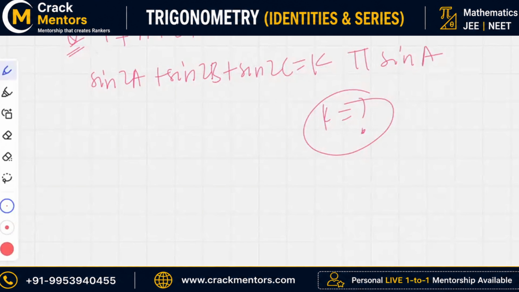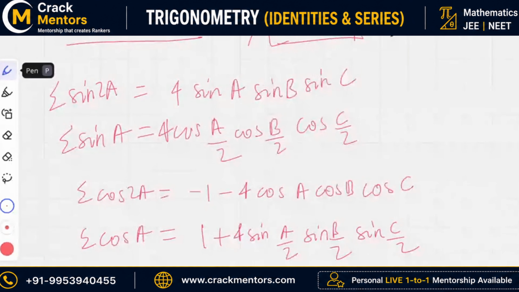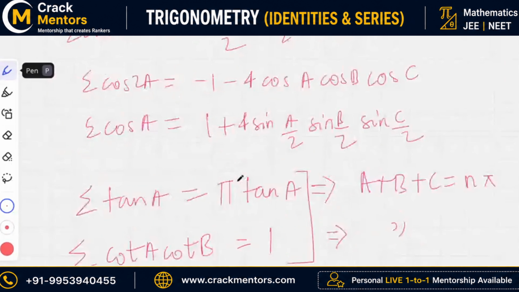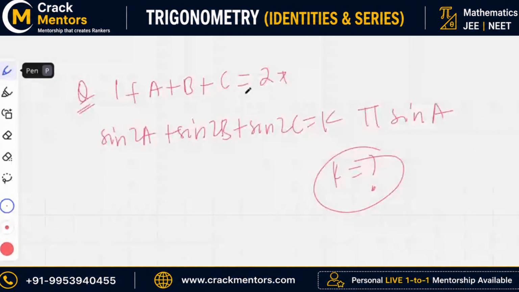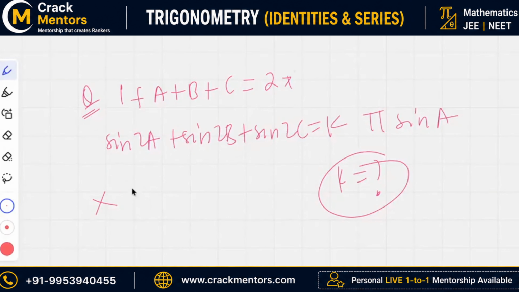What can we do? We can write a plus b as 2 pi minus c, that we generally do here. Or we can do one thing. Remember we studied this for a plus b plus c is pi? But here we have a plus b plus c as 2 pi, so we can't just use this directly. But maybe we can use it after some manipulation, which is that let me try to write a as, let's say, x.